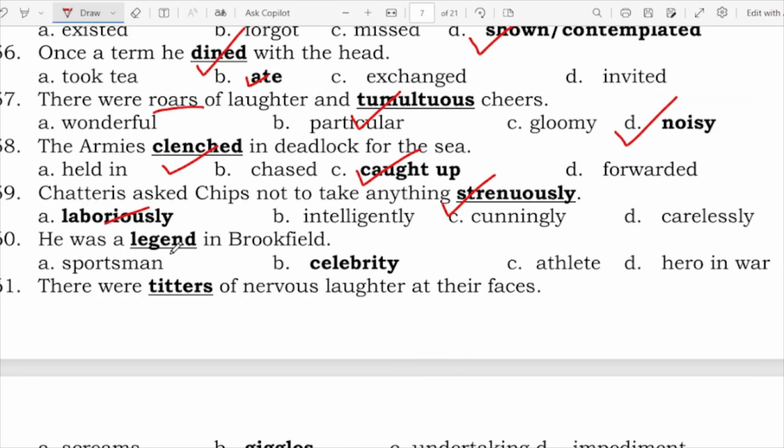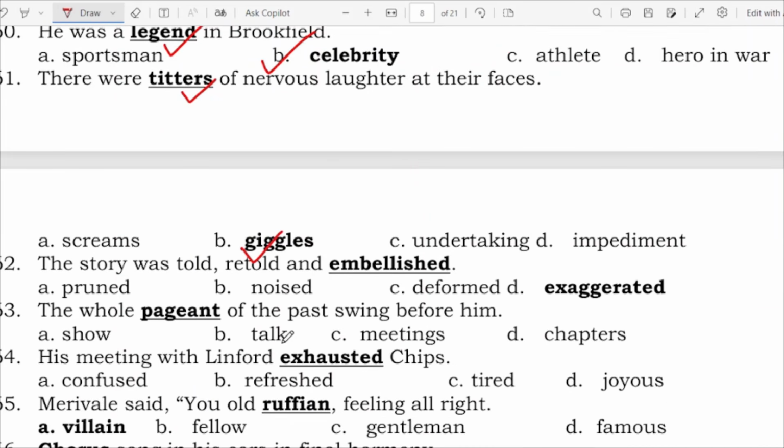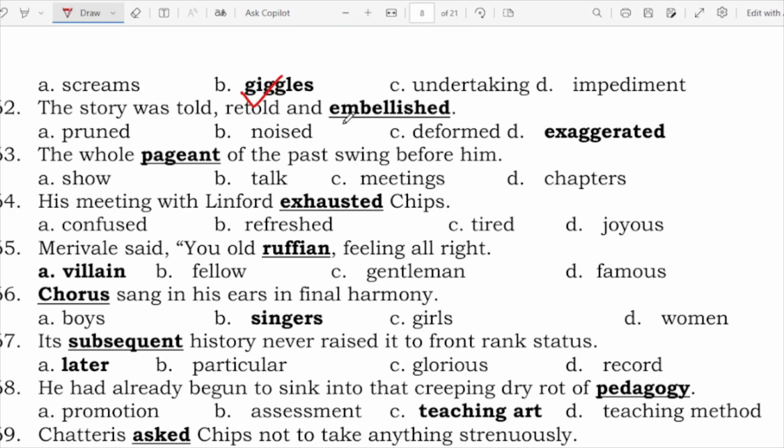When he rejoined, Mr. Chips was a legend, a celebrity, very popular in Brookfield. Titters, that is giggles, during the war years when he delivered his lectures. Embellished, that is exaggerated, more polished, enhanced. And the next one, the whole page, and these are very important words. Show, this is over here, show.